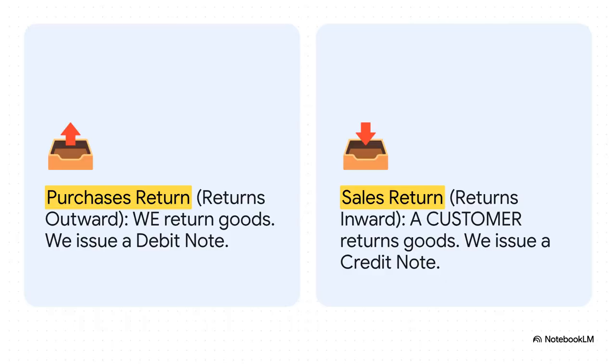It is so easy to mix up purchases return and sales return. Let's clear it up. A purchases return, sometimes called returns outward, is when we send goods back to the person we bought them from. The goods are going out of our business and we send a document called a debit note. On the other hand, a sales return, or returns inward, is when a customer sends goods back to us. The goods are coming into our business, and for this, we issue a credit note.